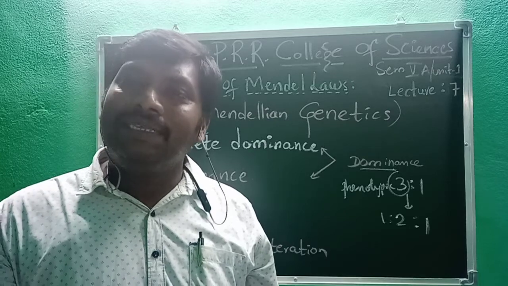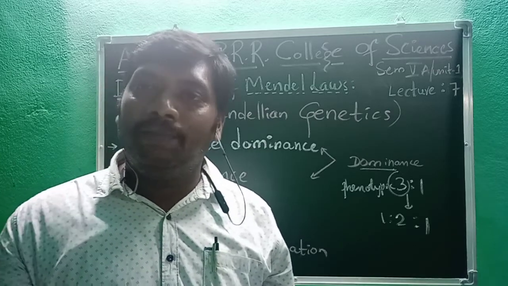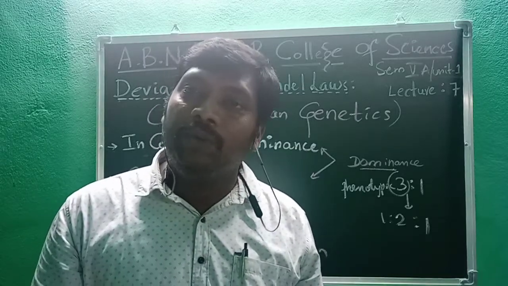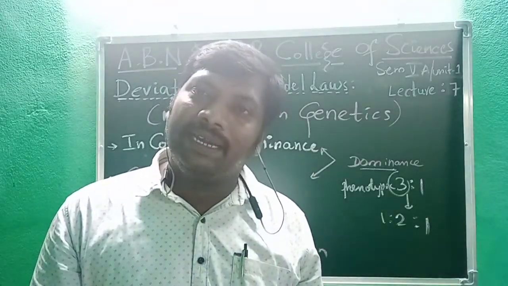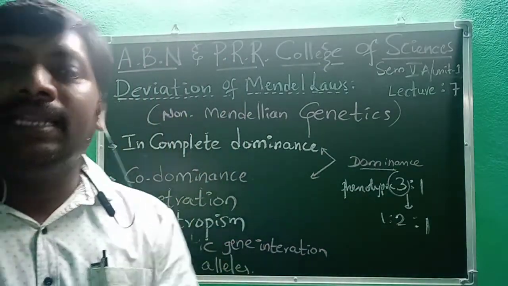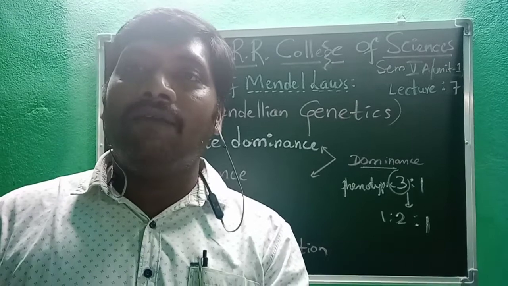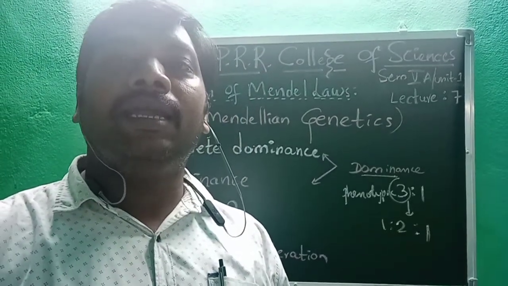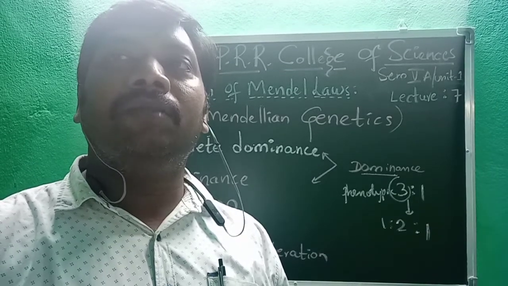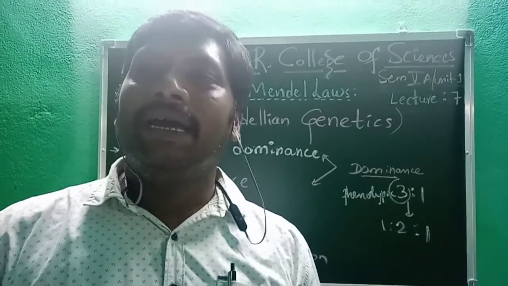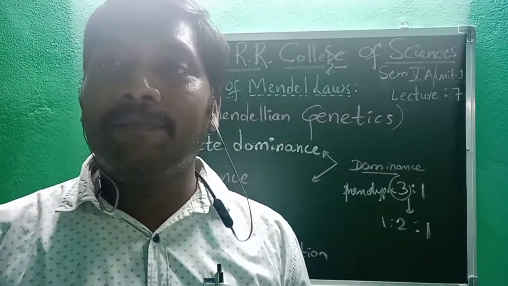That means mixed colors. Here, in the F2 generation, the colors produced are mixed colors. So the next one is penetrance. Here penetrance means they have the ability. These are ability characters, the ability of a gene combination to be expressed phenotypically. So it must be a complete character.